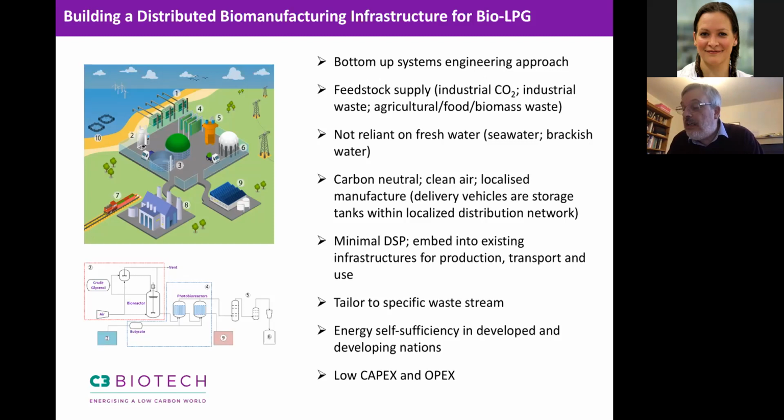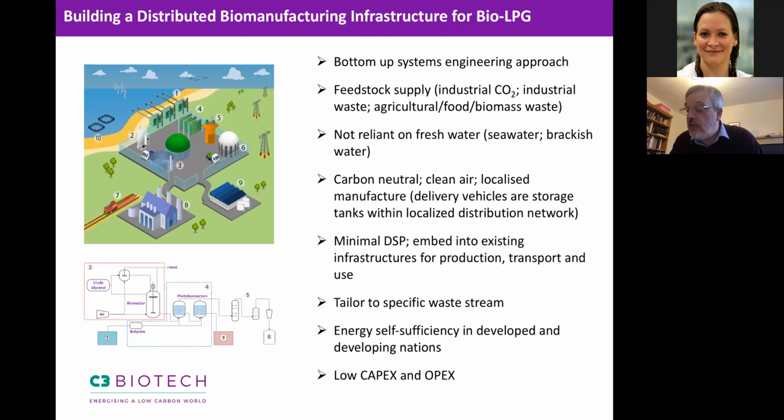We need to be clean and carbon neutral. Bio-LPG, as I've explained, is a clean burning fuel, and distributed manufacture for local use would certainly minimize transportation costs and further carbon burden. We also require simple downstream processing to mitigate against major costs. So by embedding production into the existing infrastructures for production and transport, we essentially have a drop-in solution. We need to tailor to different waste streams so we can be used effectively across the globe. And there needs to be a low capex and opex burden across the supply chain for its production, use and transport. So these are the sort of guiding principles that we're clearly thinking about in terms of developing a biological process for LPG production.